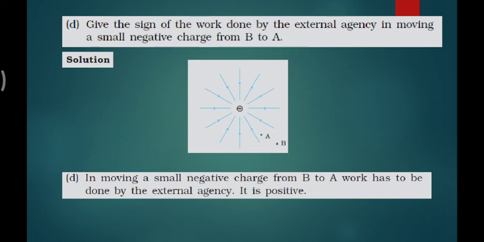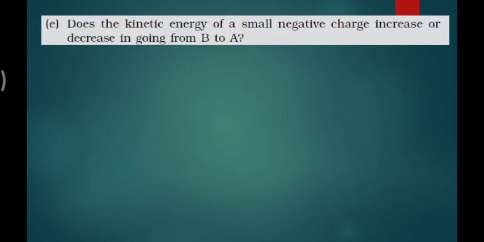Otherwise, if they ask for the work done by the field, then it will be negative, because the field doesn't want the charge to come closer, since it is repulsive, they do not like each other. But externally you need to push, because you have to do more work from B to A, to the nearer point. Obviously it is positive.